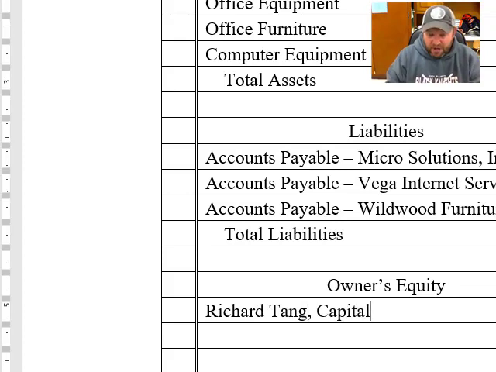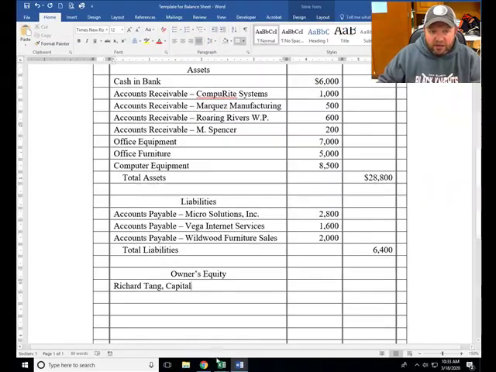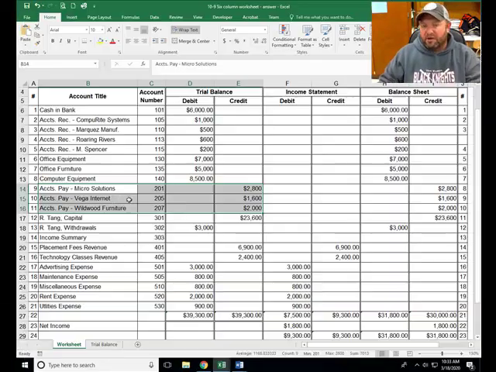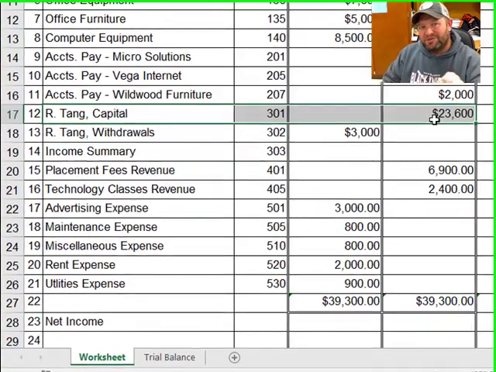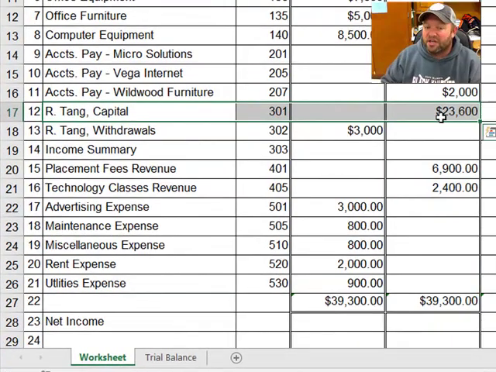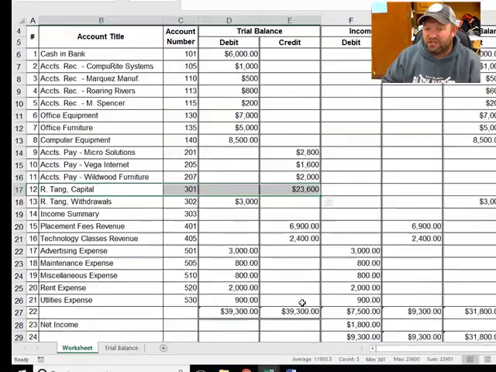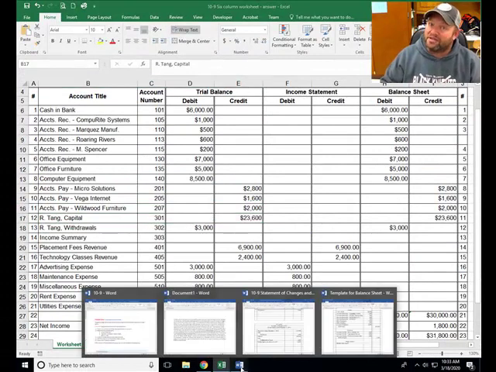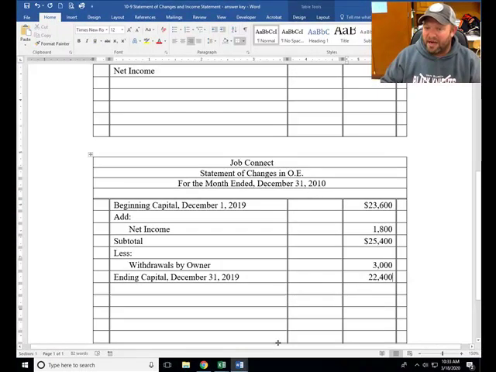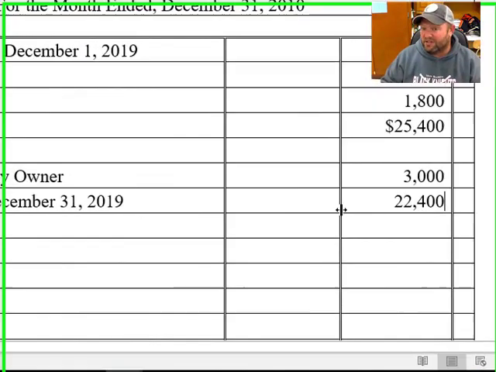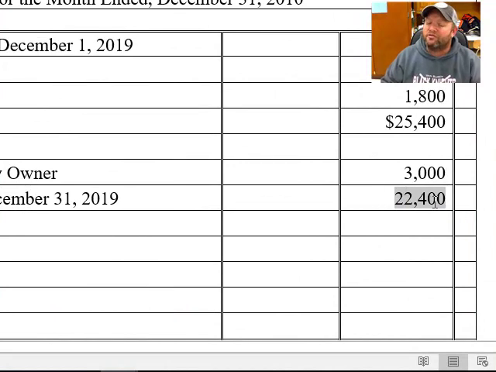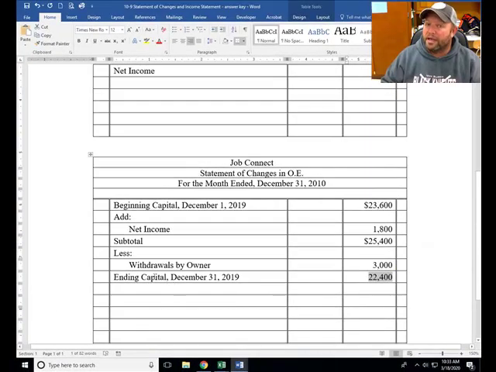Okay? Now, where does that number come from? Well, a lot of you will just want to go here and say, well, here it is, it's right here. It's $23,600. But you can't do the balance sheet until you complete the statement of changes in owner's equity. Mr. Tang has a new ending capital, and that's right here. We just did that in the previous exercise. So $22,400 is our new ending capital because it included our new income and our withdrawals.